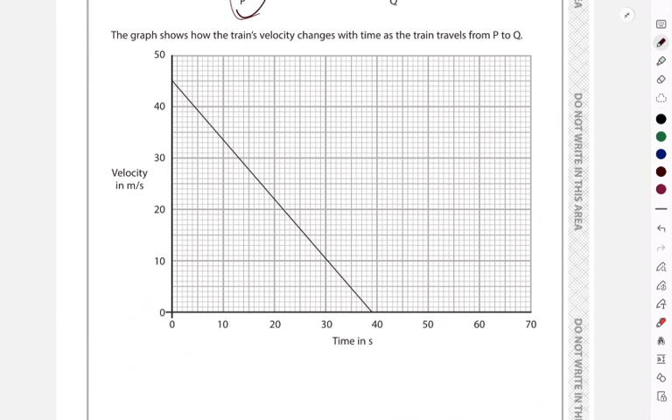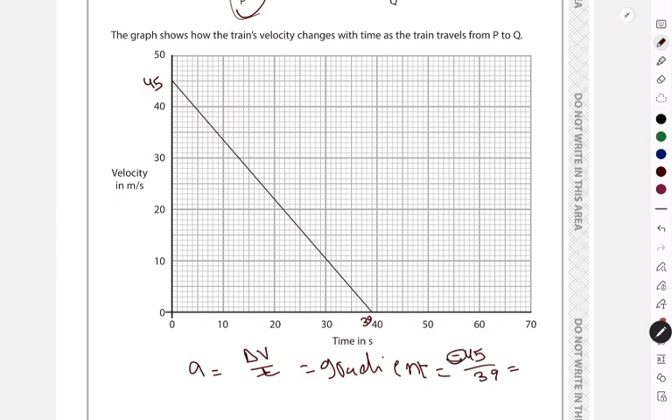This is the velocity time graph. In a velocity time graph, the gradient is the acceleration, or I can say slope is acceleration. So I will get the slope for the line. Acceleration equals change in velocity over time, or the gradient of the velocity time graph. So I can say this is 45 and this is 39. So the gradient equals negative 45 over 39.